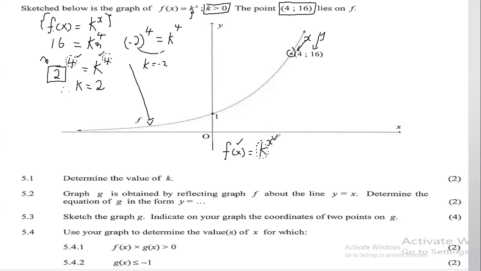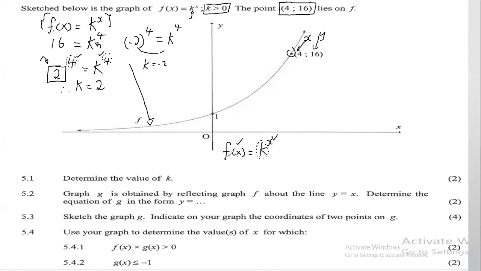So when you substitute your x and your y, use a point which lies on the graph of f, because this is the equation of f. f of x equals k to the exponent x is the equation of f. So use a point which lies on f. I think I've already shown you how to get these 2 marks.